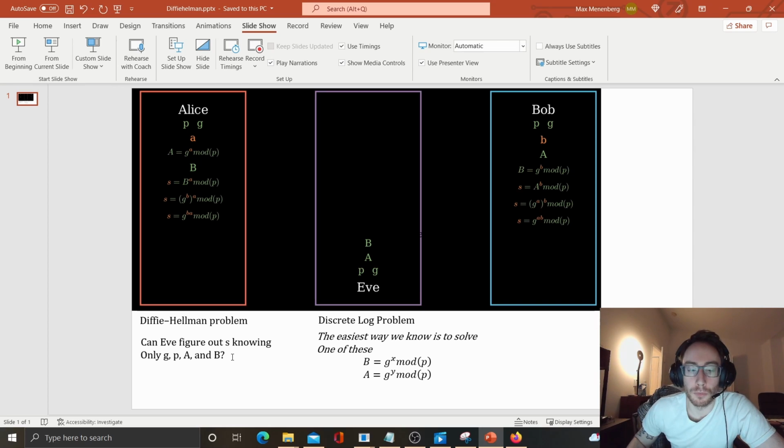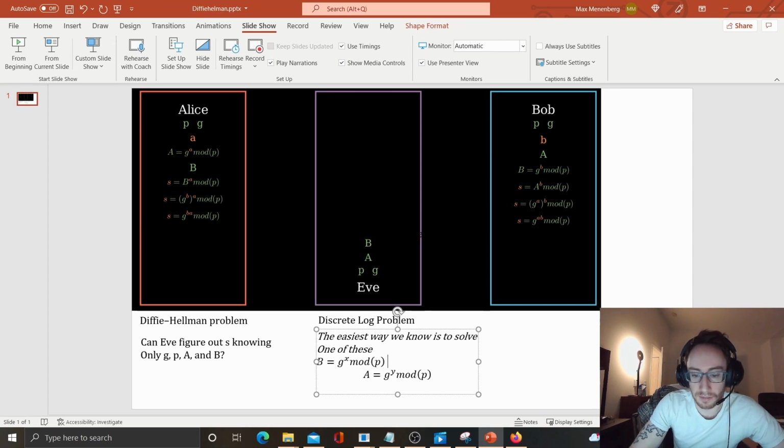Currently, the easiest way we know how to solve the Diffie-Hellman problem is to solve another very hard problem called the discrete logarithm problem. Instead of Eve trying to directly solve what S is using the information she has, she's going to try and solve for either Alice's or Bob's private key by trying to solve one of these equations for X and Y respectively. The reason this is called the discrete logarithm problem is because it's discrete because we're doing modular arithmetic, and it's a log because we're trying to solve for something in the exponent. And this is also a very hard problem because there's no closed form solution to solve either one of these equations.